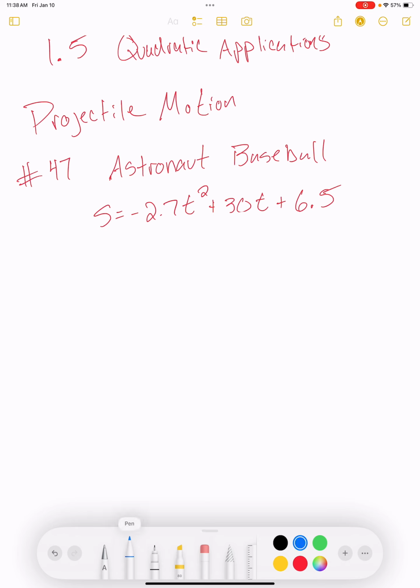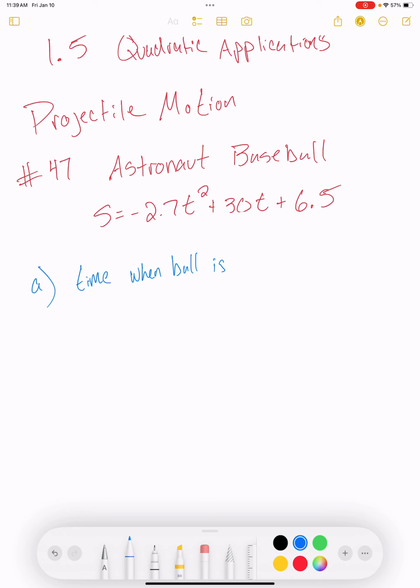All right, so what's the question asking us? After how many seconds would the ball be 12 foot above the moon's surface? All right, 12 foot above the moon's surface. So after how long is the ball, like we want the time when the ball is 12 foot off the moon's surface.